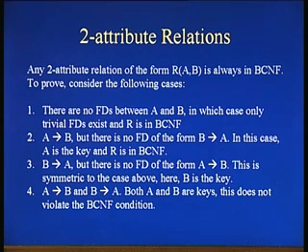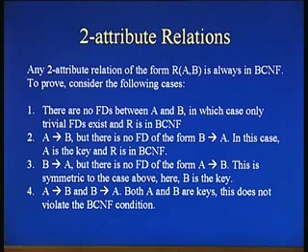There is one property of BCNF relations, the notion of two attribute relations. Suppose I have any relation that has just two attributes, we do not need to do anything, it is always BCNF compliant. How do we prove that a two attribute relation is always BCNF compliant? Consider these 4 cases. Let us say there is a relation R which contains just two attributes A and B.